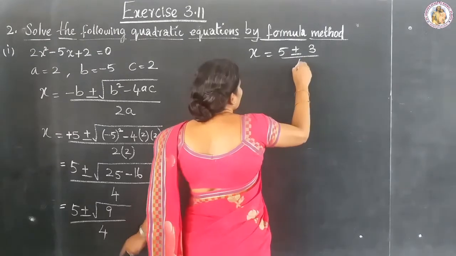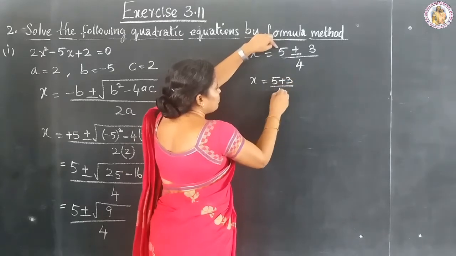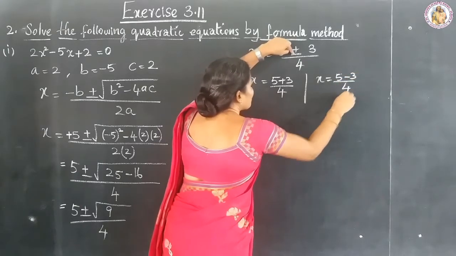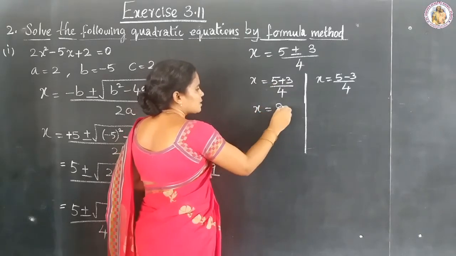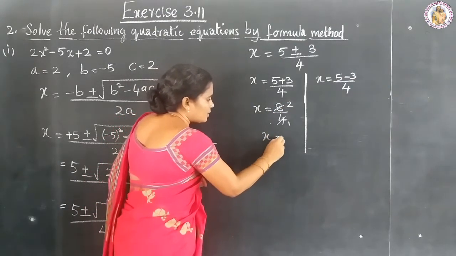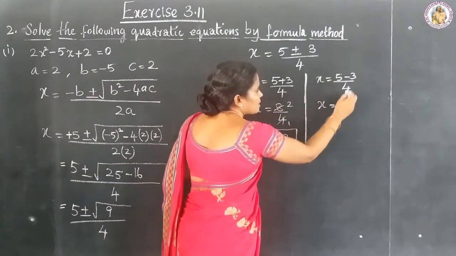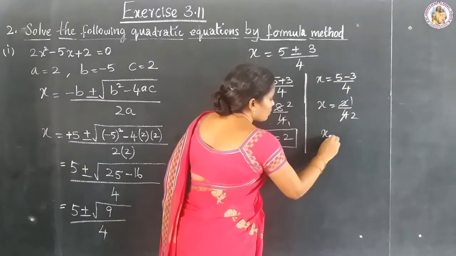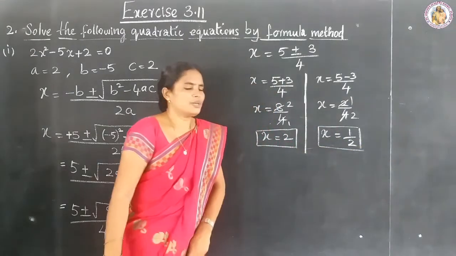Divided by 4. So x is equal to, now take 5 plus 3 divided by 4, and again x is equal to 5 minus 3 divided by 4. So x is equal to 5 plus 3, 8, 8 by 4. So 4 ones are 4, 4 twos are 8. X is equal to 2. And here x is equal to 5 minus 3 is 2 divided by 4. So 2 ones are 2, 2 twos are 4. Therefore x is equal to 1 by 2. The solution set is x is equal to 1 by 2 and 2.